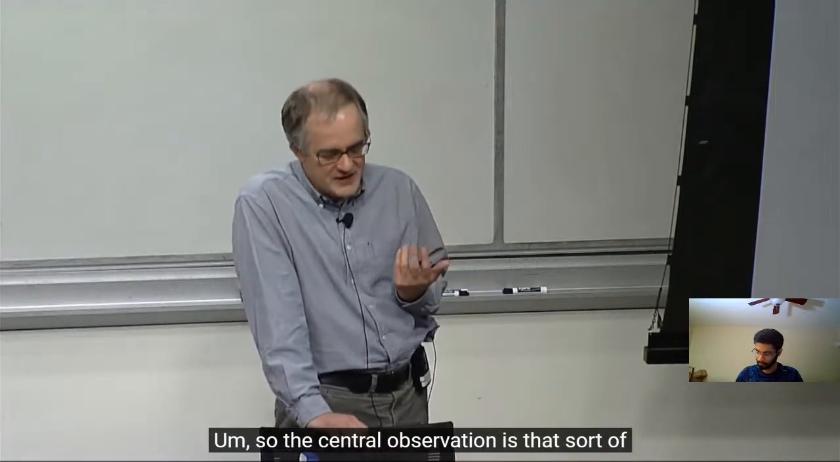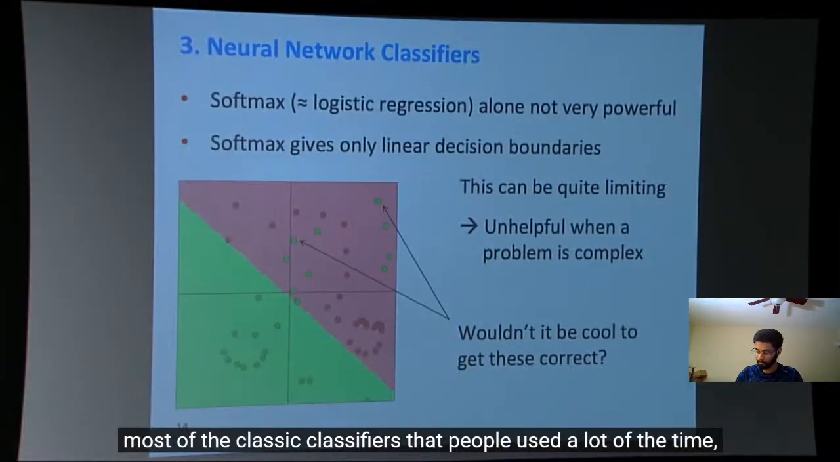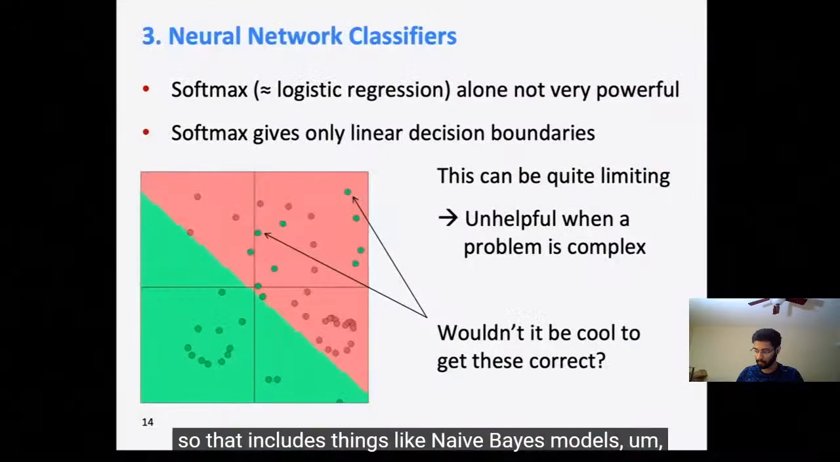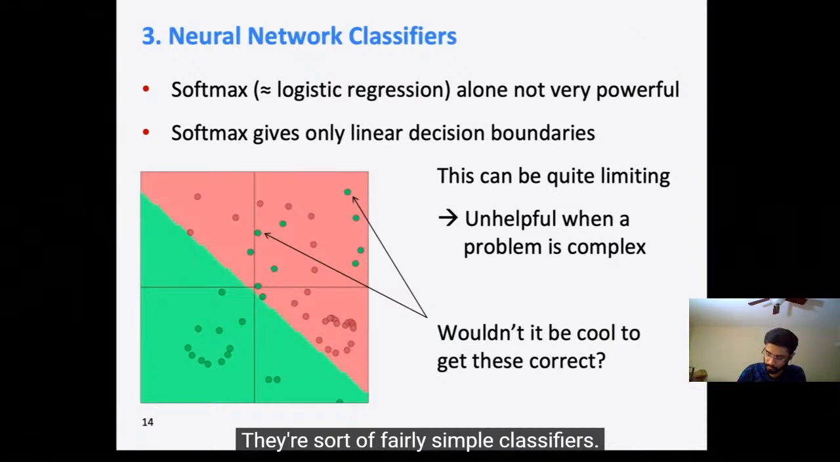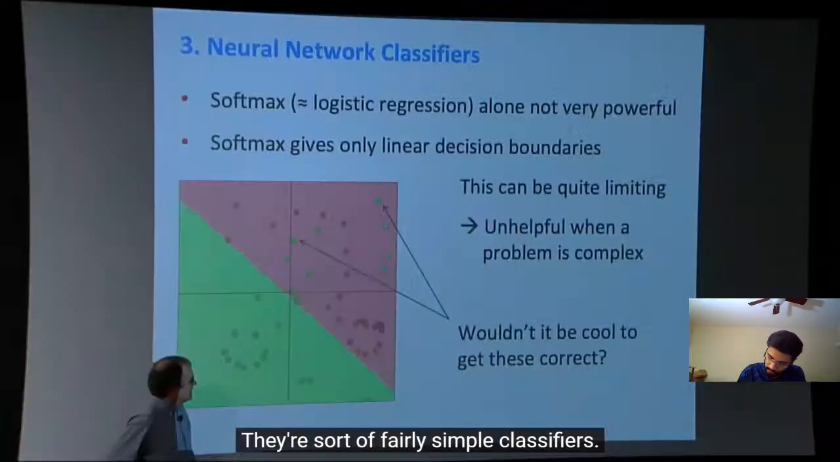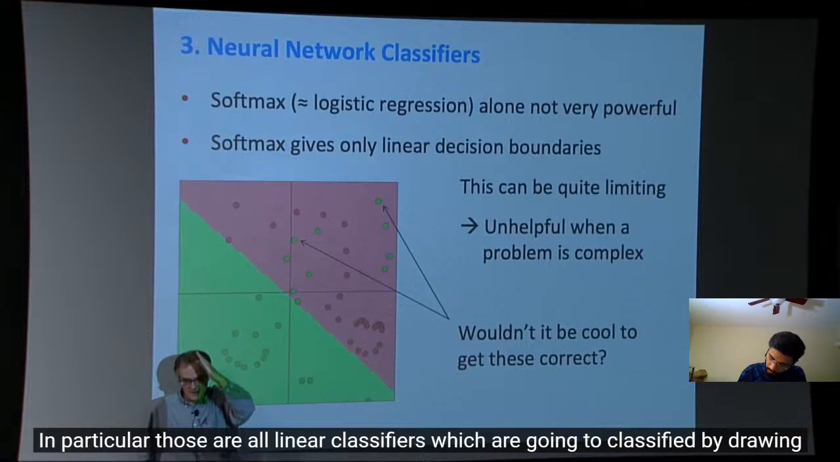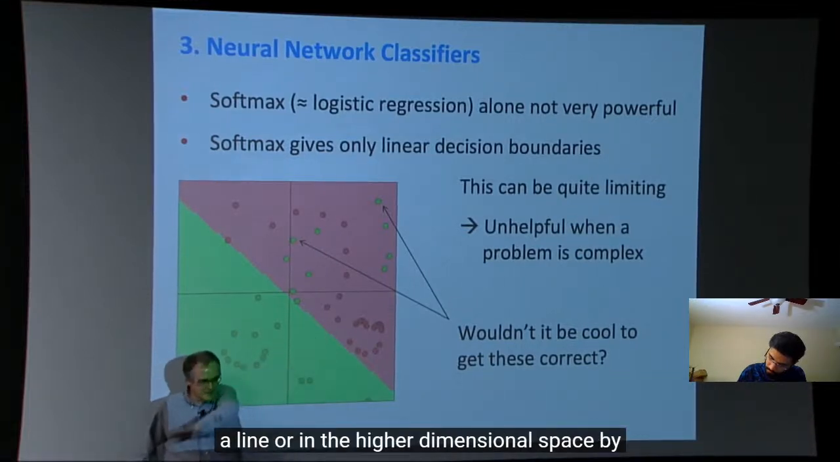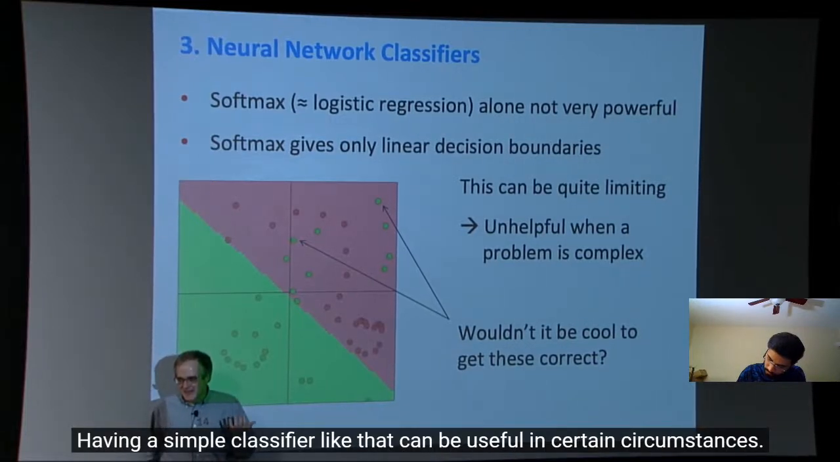And so the essential observation is that most of the classic classifiers that people used a lot of the time, so that includes things like naive Bayes models, basic support vector machines, softmax or logistic regressions, are fairly simple classifiers. In particular, those are all linear classifiers, which are going to classify by drawing a line, or in the higher dimensional space by drawing some kind of plane that separates examples.